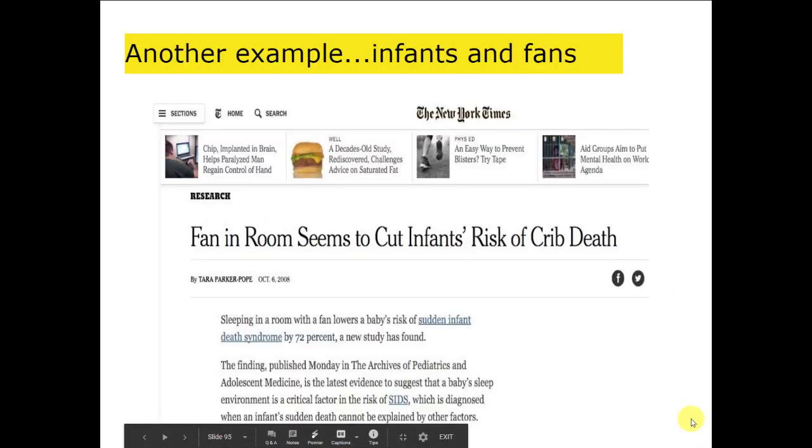Okay, so here's another example. This one deals with infants and fans. It said, "Fan in room seems to cut infants' risk of crib death. The finding published Monday in the Archives of Pediatrics and Adolescent Medicine is the latest evidence to suggest that baby sleep environment is a critical factor in the risk of SIDS." We don't know necessarily what the truth is.